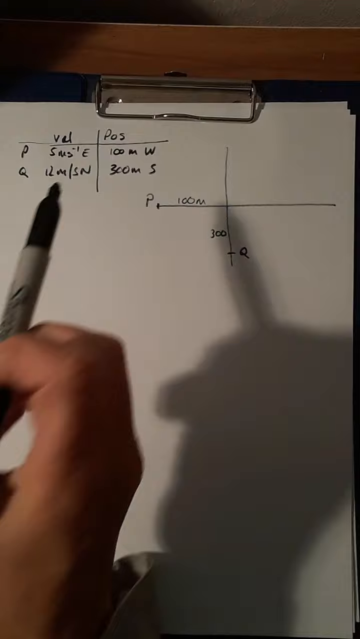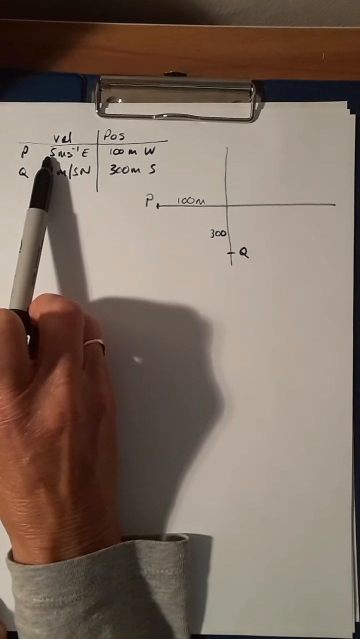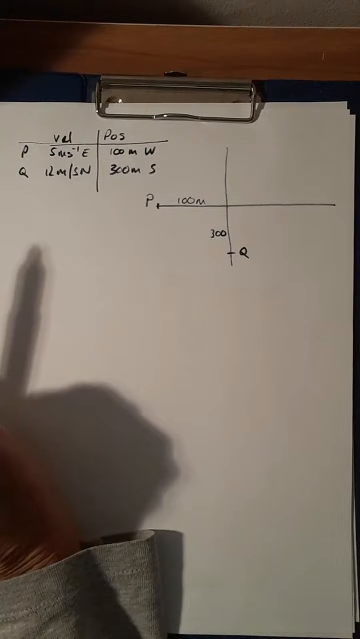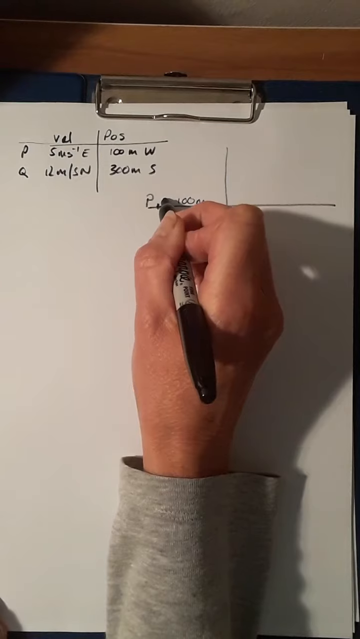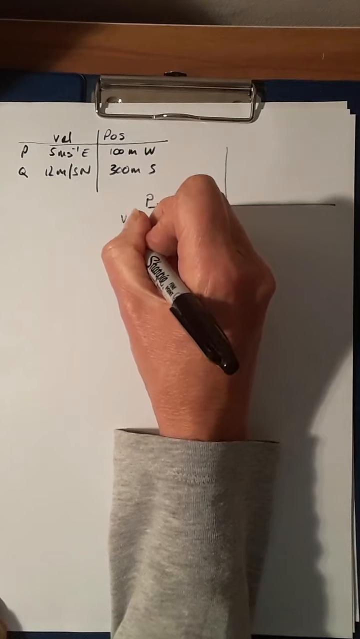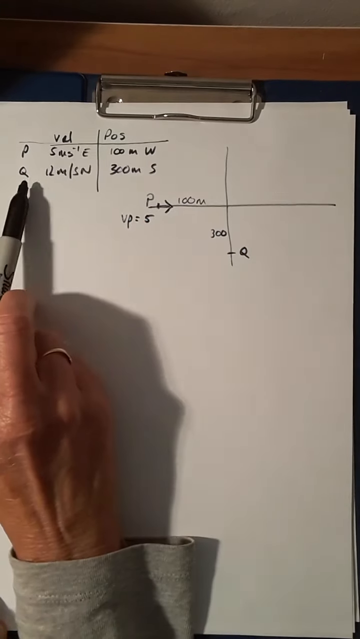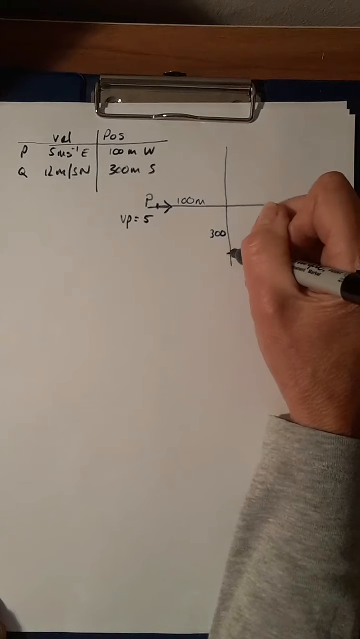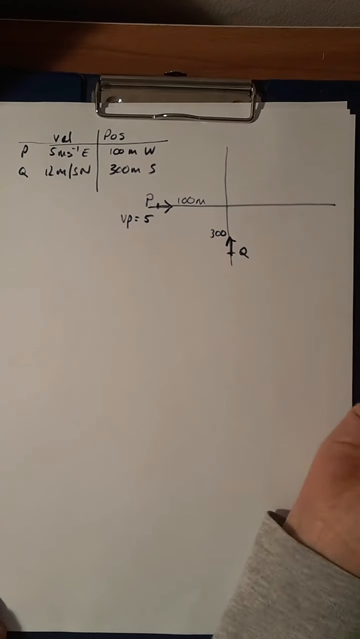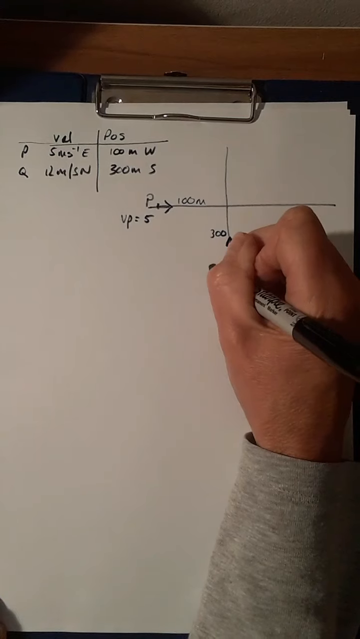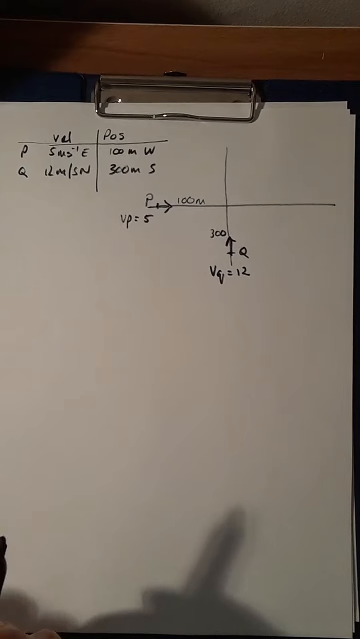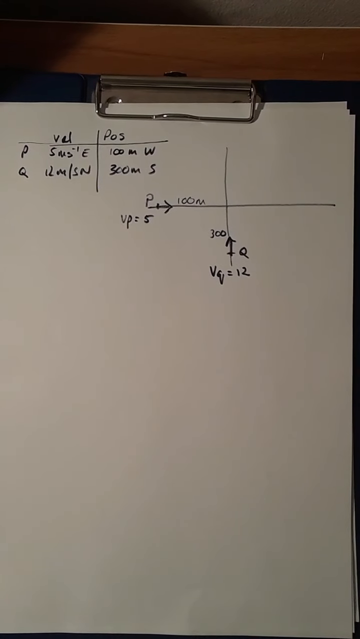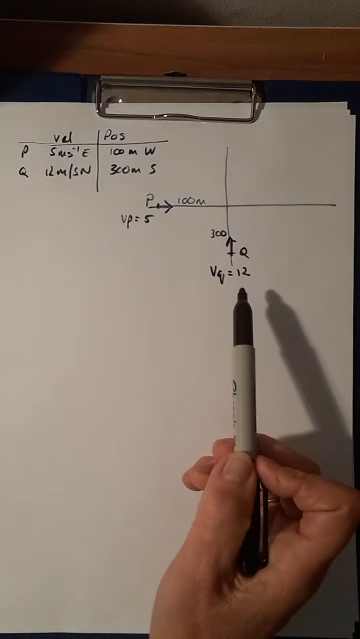Now it tells me the speed these two cars are moving at. The velocity of P is 5 meters per second east, which means it's moving in this direction, towards the crossroads. I'll put VP is equal to 5. Q is 12 meters per second north, so it's travelling up the y-axis like that. So VQ is equal to 12. That's the first part. The question says, that's the situation, draw a diagram to show the positions.